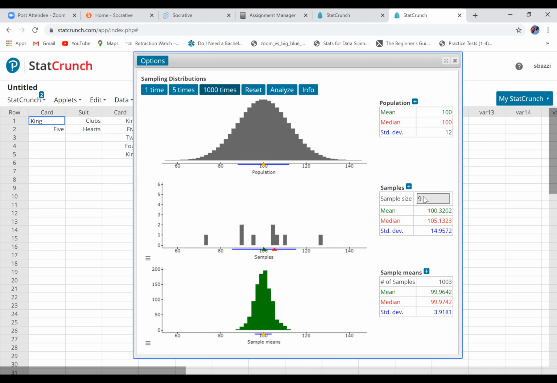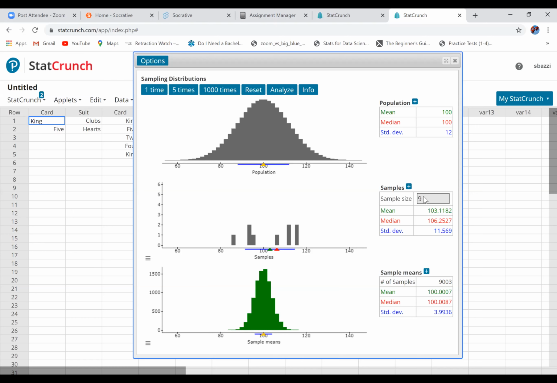I'm going to do another 1,000 times. One more. There you go. We did 9,000 samples of size 9. What the applet did is graph all the means. So it did it 9,000 times and plotted all those sample means in here. And this is the graph of the sample means. This is the actual population, and these are the samples right here.